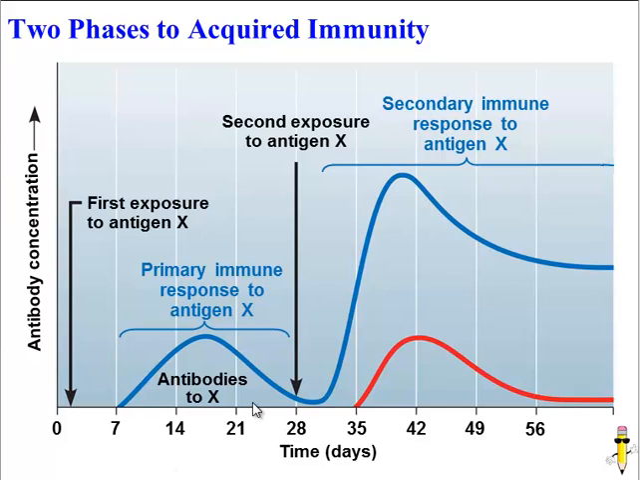So the first time you're exposed, you'll probably feel sick because it takes your body a while to respond to it. But during the second exposure, you probably won't even know that you're infected because your body responds so quickly. Meanwhile, however, if you're infected by a different antigen, let's say Y, your body has to go through the same process, the primary immune response. And that concludes our exploration of the immune system.